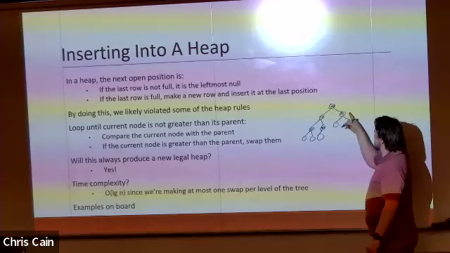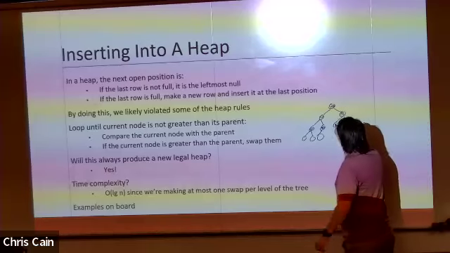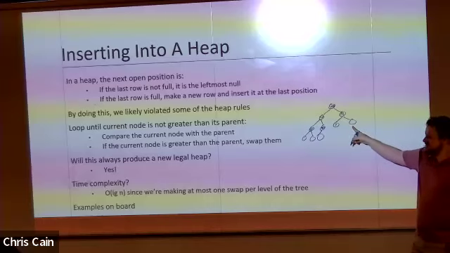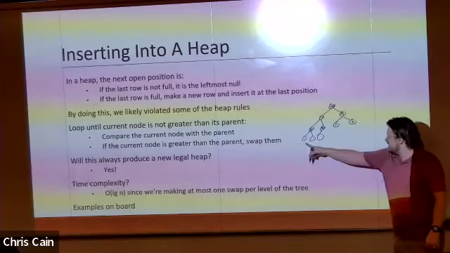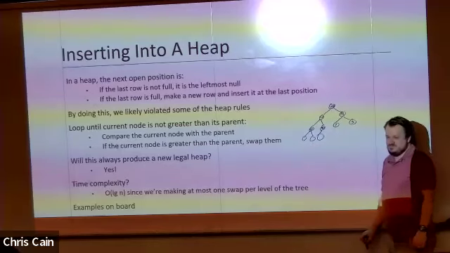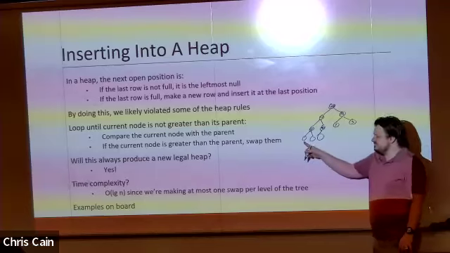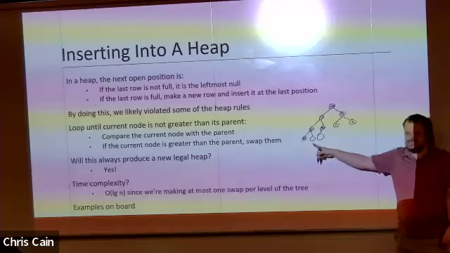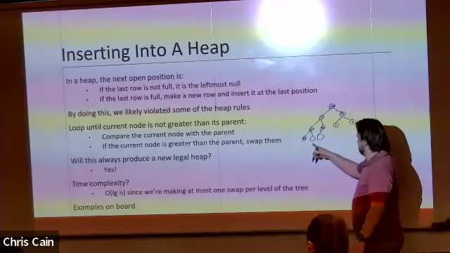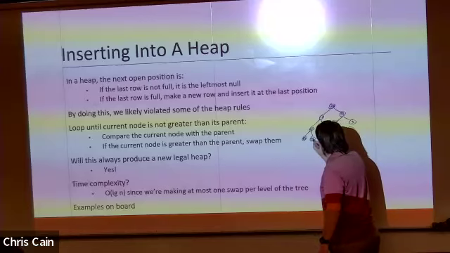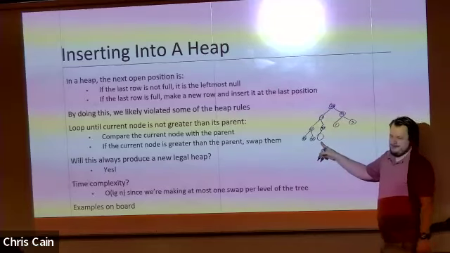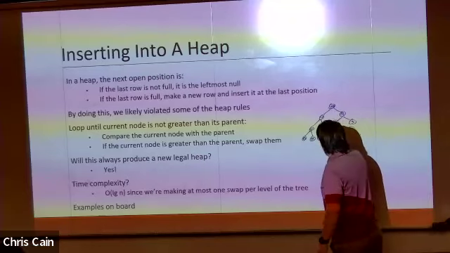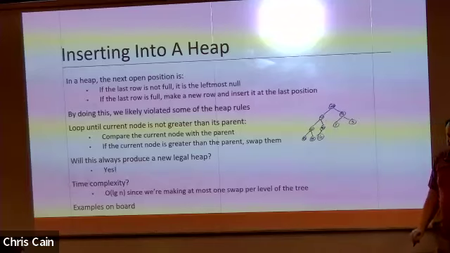What could go here? Less than 10? 7. 7 can go here. What could go here? 3. That is true. What could go here? 13. Sure. That is a legal value. What could go here? 25. And what could go here? 16. All right, I agree. This is a legal heap.